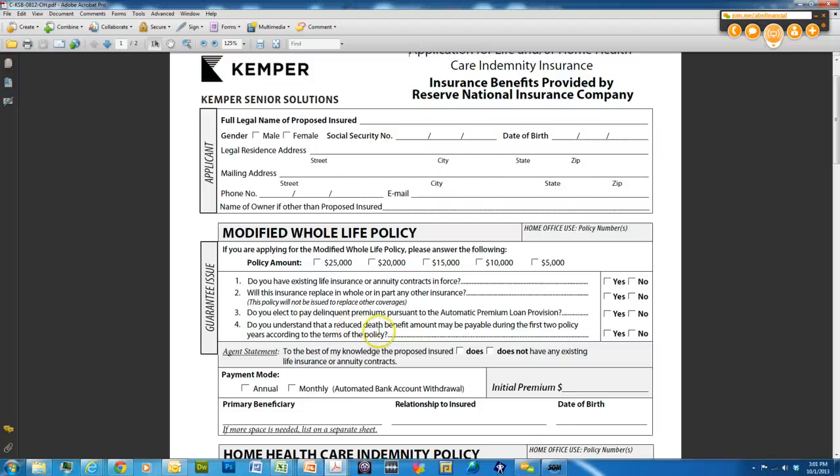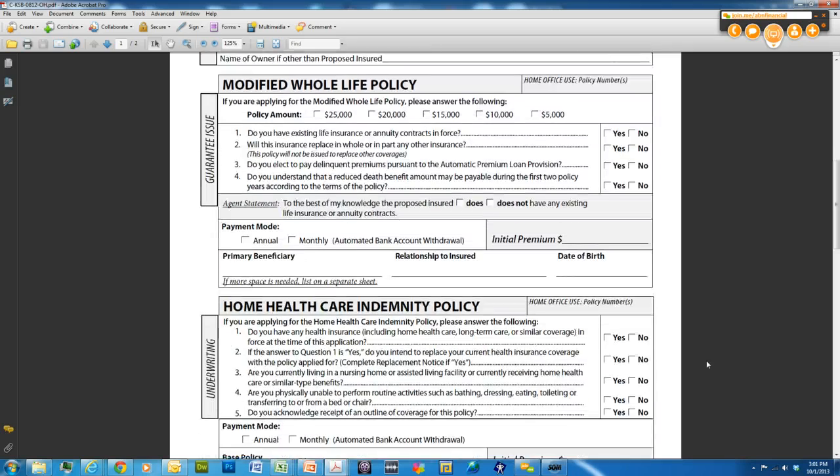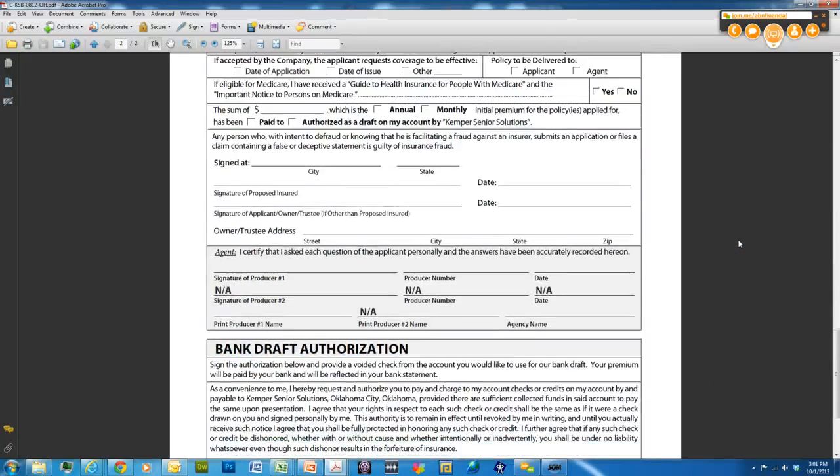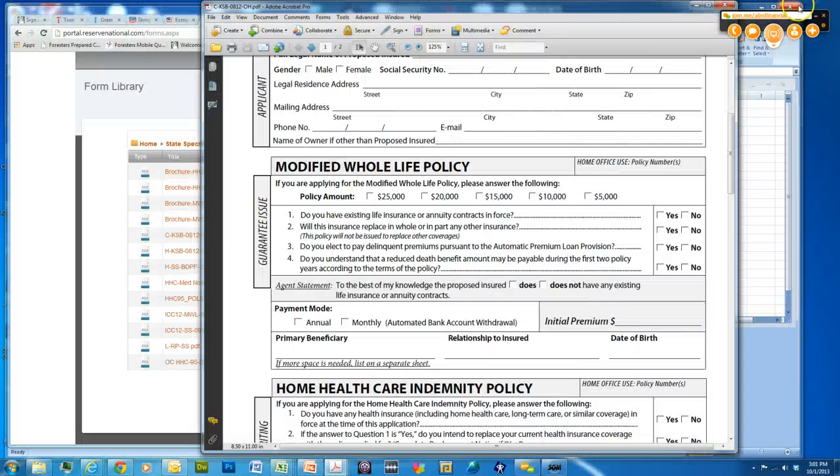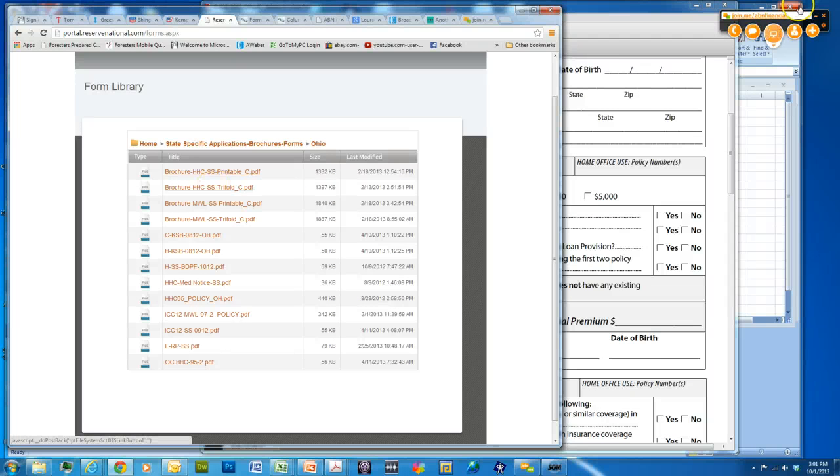Do you understand that the reduced death benefit amount may be payable during the first 2 policy years according to the terms of the policy? This is a graded benefit, very similar to the other one. It pays 120% of the return of premium during the first 2 years, and after 2 years, it's all fully available. Okay, it's a very simple 2-page form. Now, how do you find the rates? It comes off the brochure, which I think is this one right here. No, it's this one right here.